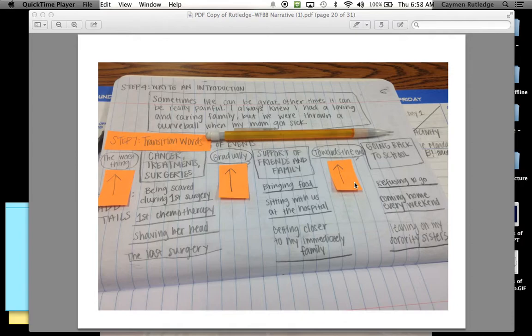So pause this video and take a couple minutes to think of some transition words. Once you write the word, it either can go on top or to the side. Please circle it. Okay, pause this video.